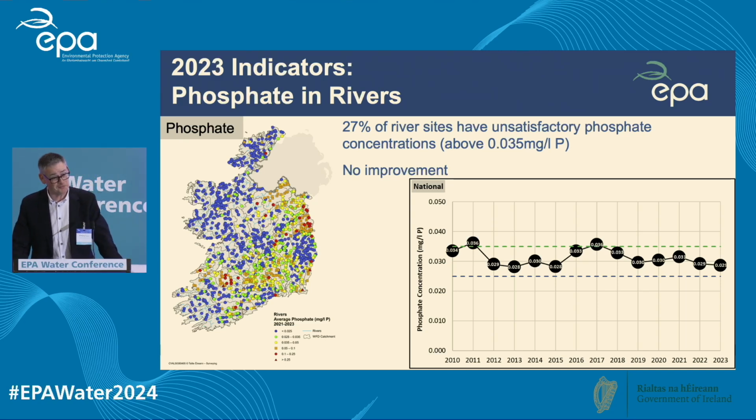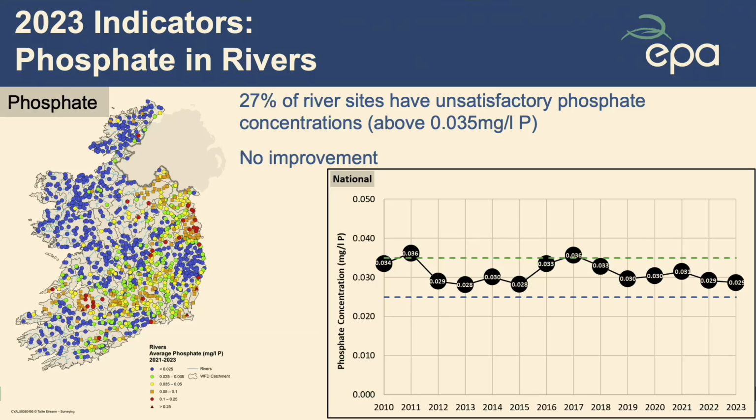Again, it's another picture of no improvement for phosphate, I'm afraid. If you can see the map on the left, it's a more nuanced picture than with nitrate, but we have localized issues. That's a 3-yearly average phosphate picture. You can see the reds, oranges and yellows coming through. 27% of our river sites have unsatisfactory phosphate concentrations, so that's above the 0.035 milligrams legally binding target that we have. Again, it's a picture of no improvement. It's pretty much the same as the last report.